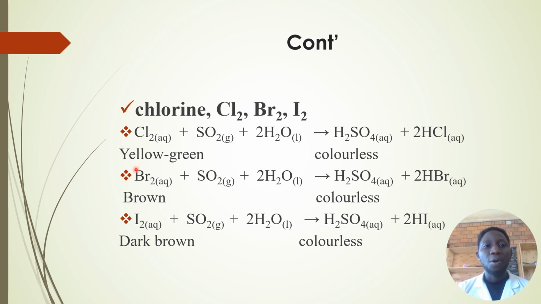Another reaction, when bromine reacts with sulfur dioxide gas in the presence of water, this also produces two different kinds of acid, sulfuric acid and hydrogen bromide acid. At the beginning, our bromine is in a brown color, but in the product we have colorless solutions.